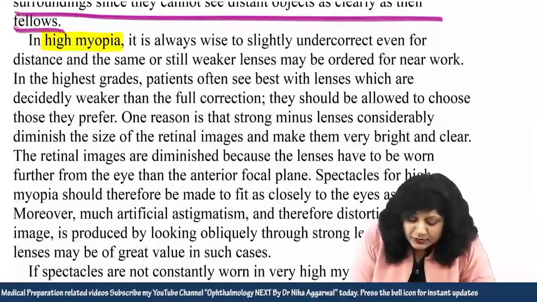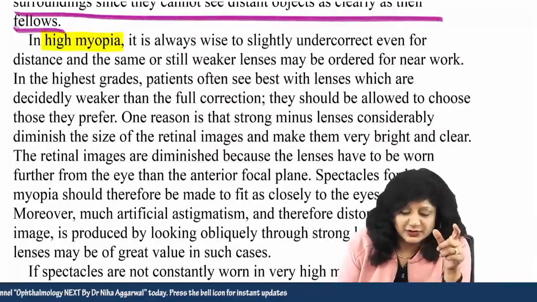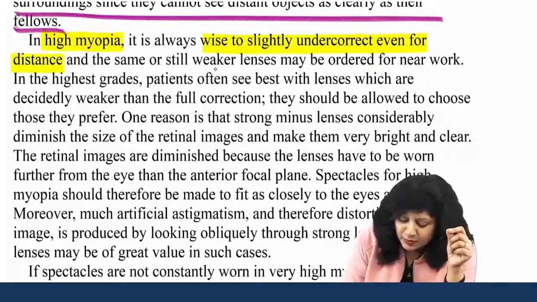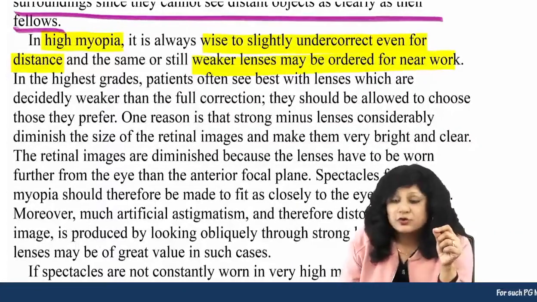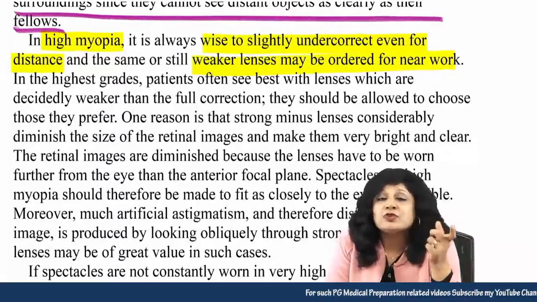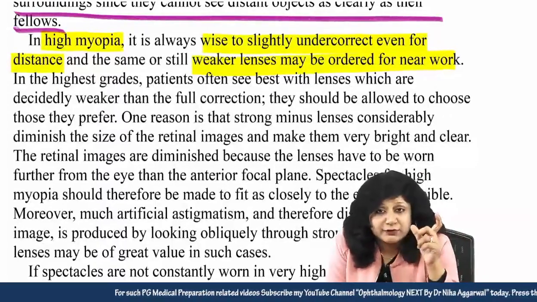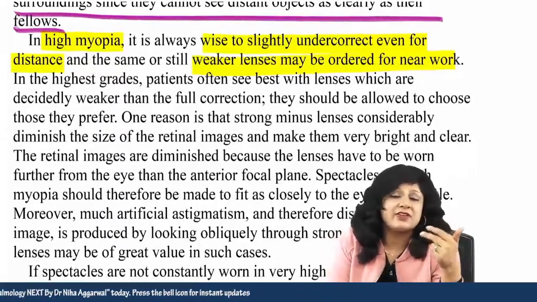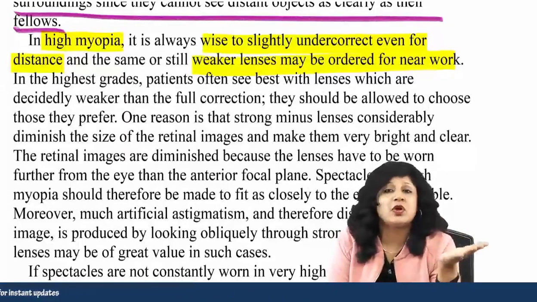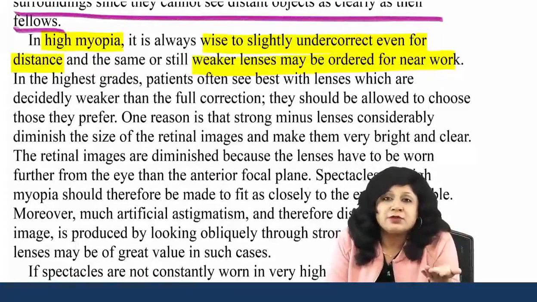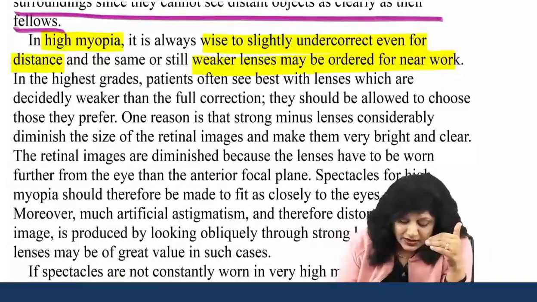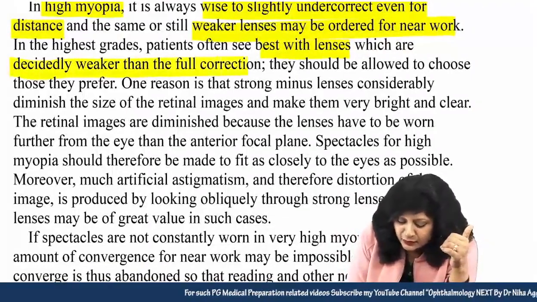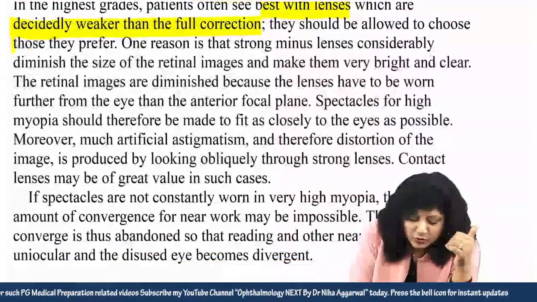Now if I talk about high myopia, we are not giving the full correction here. It is wise to slightly undercorrect even for the distance, and the same or weaker lenses may be ordered for the near work. Here you do not have a choice, you have to give a different near correction, because for high degrees of myopia very high concave or minus lenses are given, and that will definitely create a problem for near vision. You have to give a separate one, and even for the distance you can go for slight undercorrection. In the highest grades, patients often see best with lenses which are decidedly weaker than the full correction. They should be allowed to choose those they prefer.